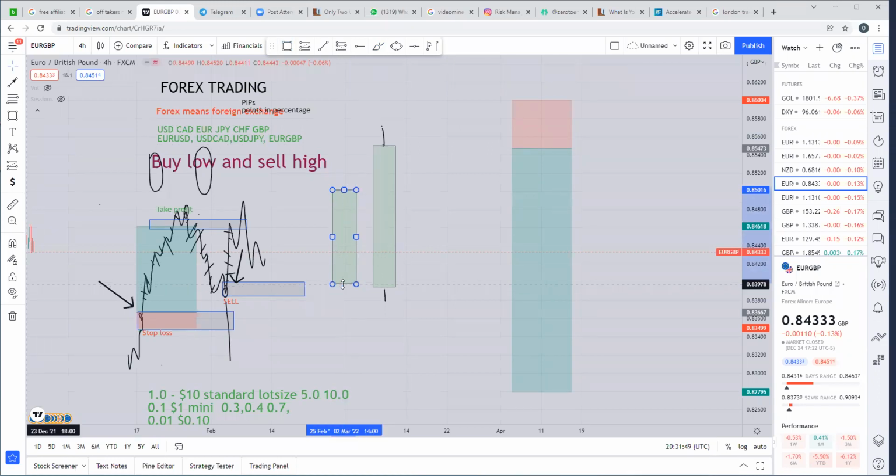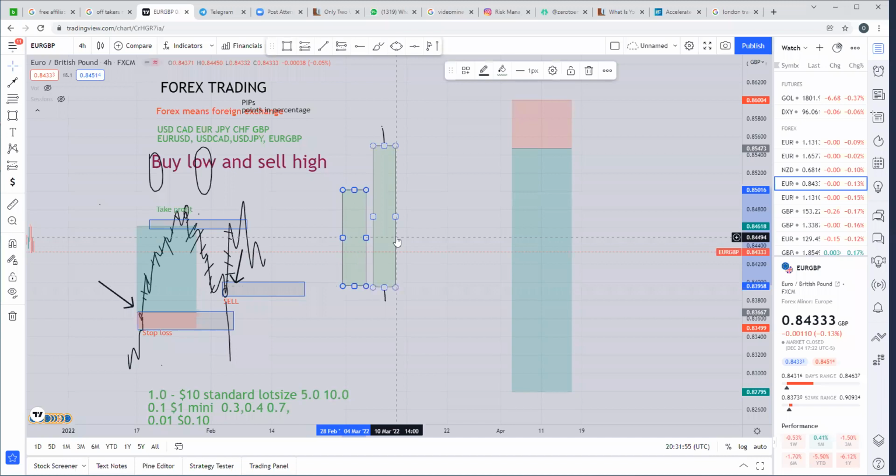Just follow through. Forex might be boring. Well, actually, Forex is boring. Trust me, Forex is boring. That is why you see traders are also boring people.